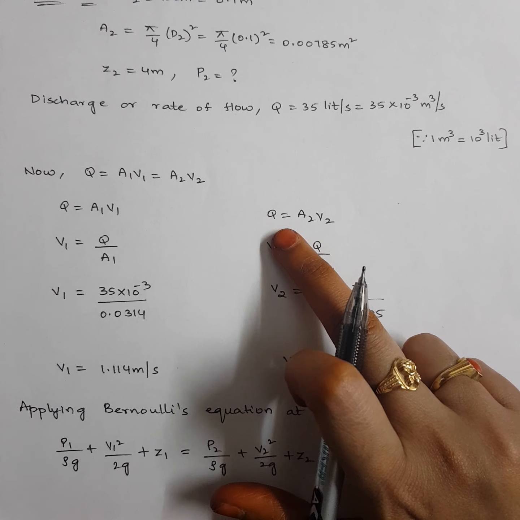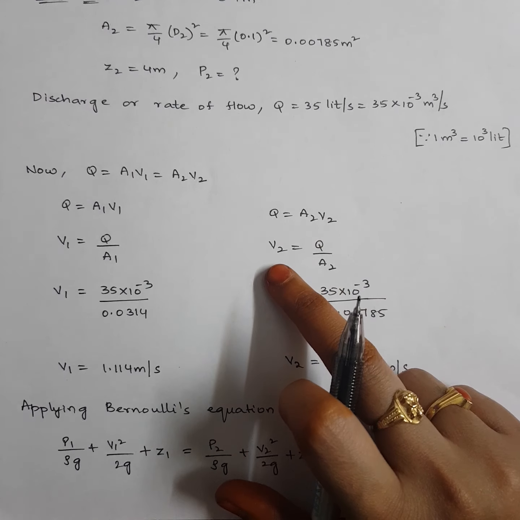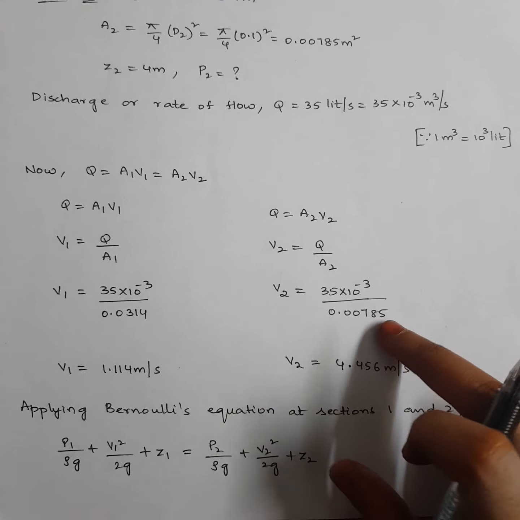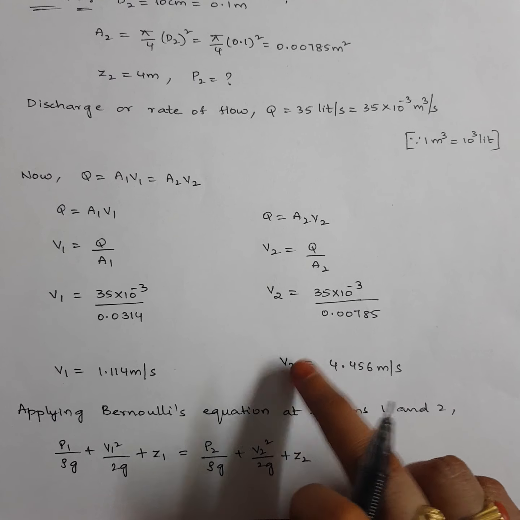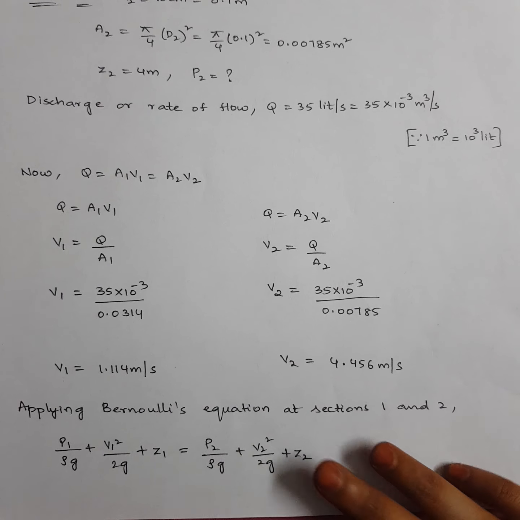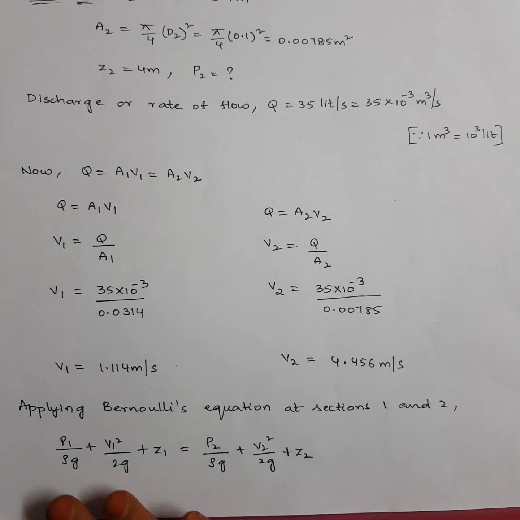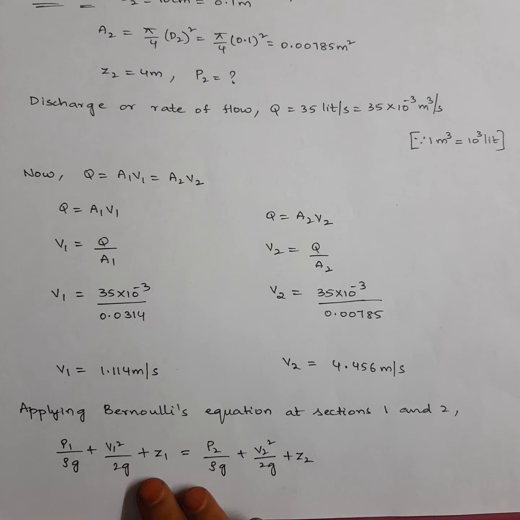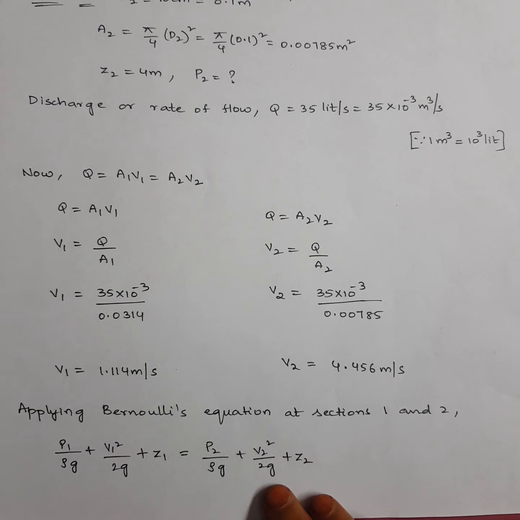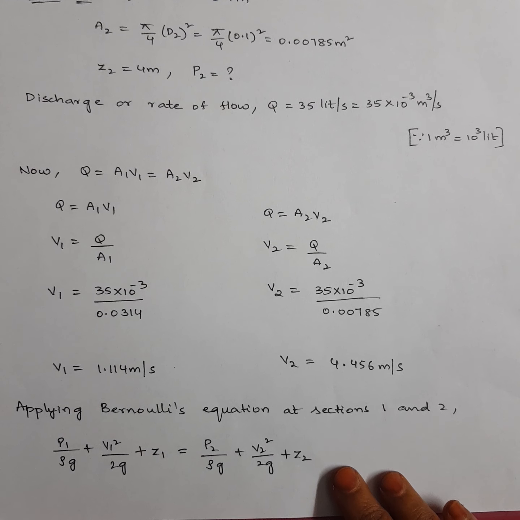Similarly, let me take the formula of Q equal to A2 V2. So from here, what is V2 equal to? Q by A2. Again, substitute the values of Q and A2, you'll get V2. Once you are done with V1 and V2, now we'll apply Bernoulli's equation at section 1 and 2. So P1 by rho g plus V1 square by 2g plus Z1 equal to P2 by rho g plus V2 square by 2g plus Z2.